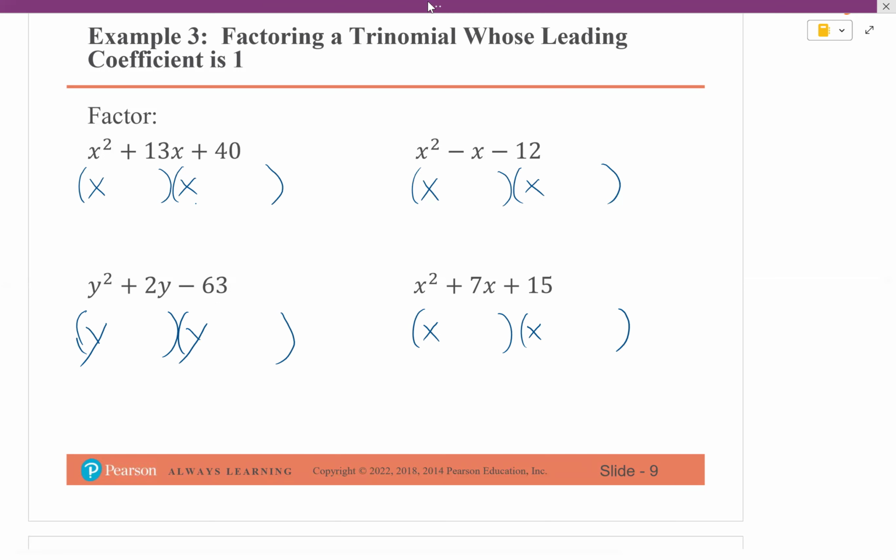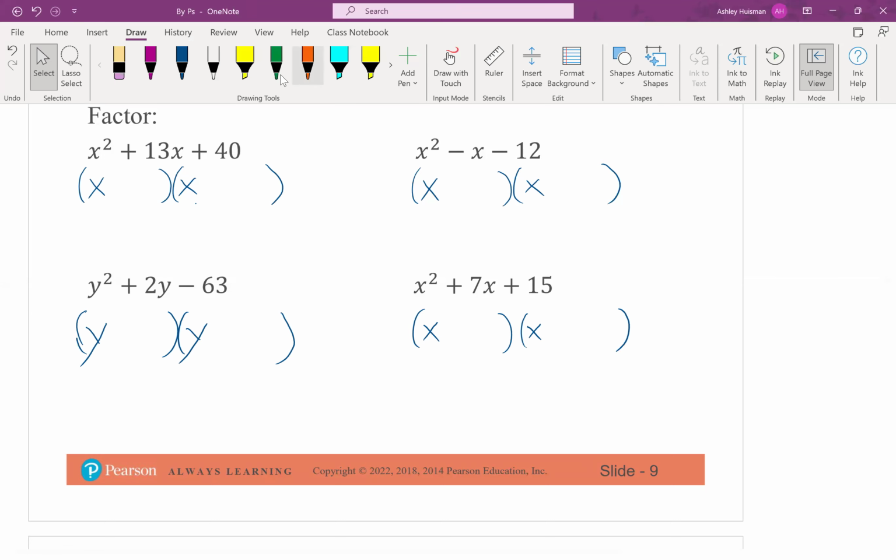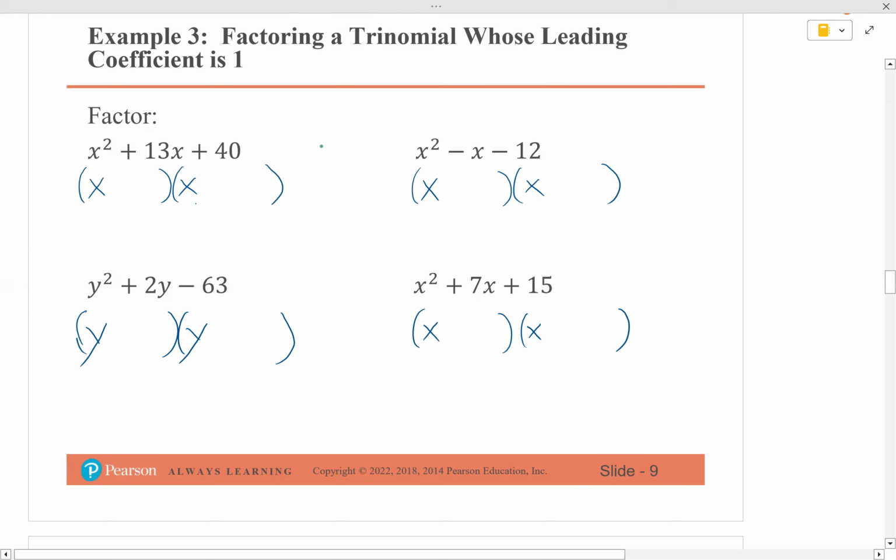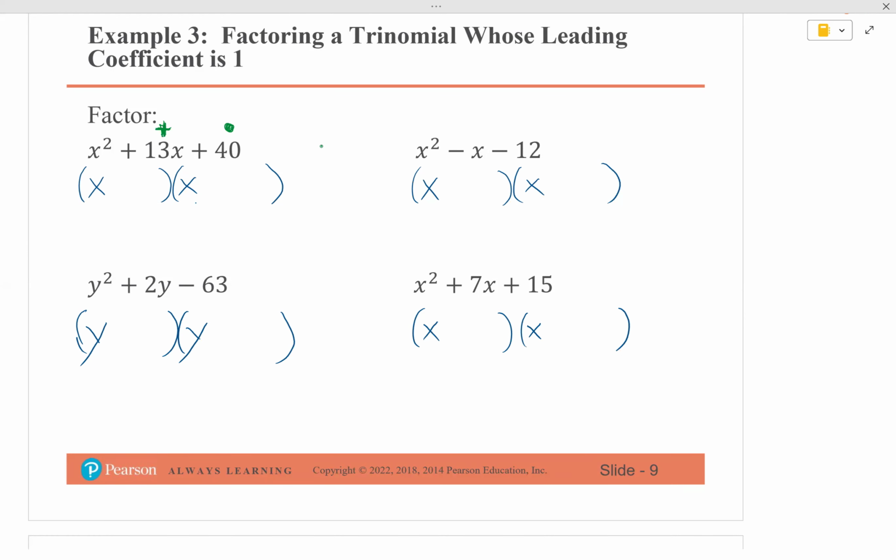Each of them has a unique pair of numbers that I need to determine. What helps me is to always remember there's a plus in the middle term and a little multiplication symbol on the last term. So I need two numbers whose product is 40, or they multiply to 40 and add up to 13. This is in my head. You don't have to write this down, of course, but this is what I'm thinking.